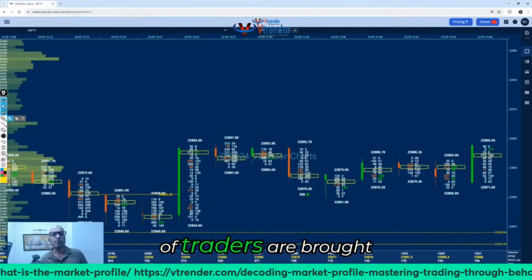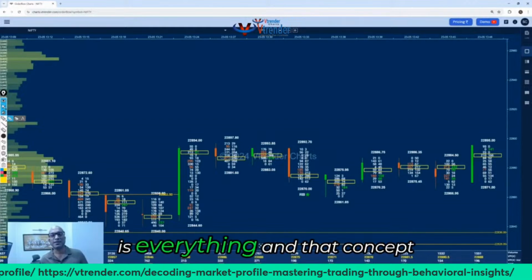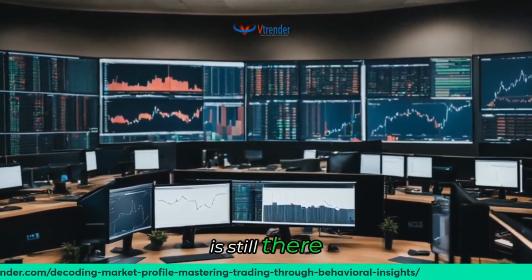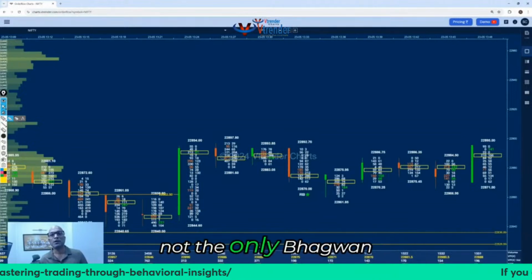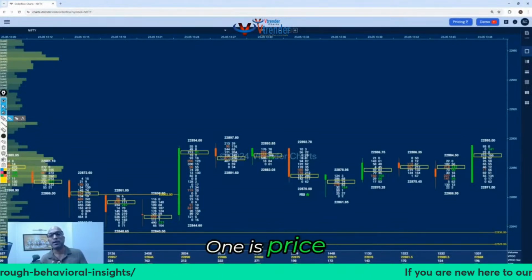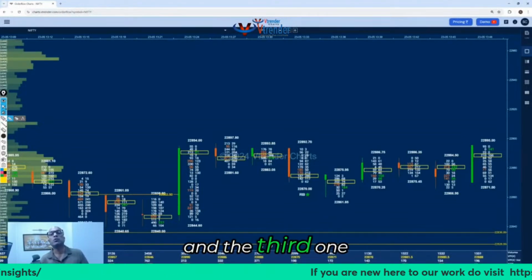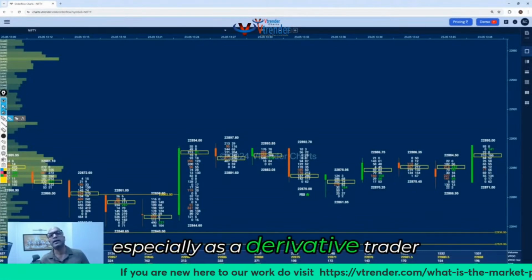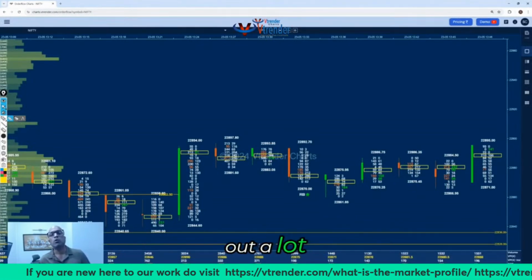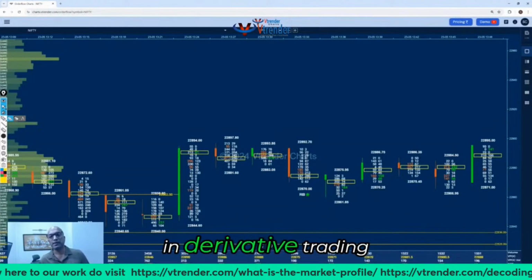A lot of traders are brought up into thinking that price is everything, and that concept is still there. Bhav Bhagwan Che, but Bhav is not the only Bhagwan. There are three Bhagwans. One is price, one is volume, and the third one is time. And if you can pay attention to these three, especially as a derivative trader, you will cut out a lot of mistakes which you make in derivative trading.